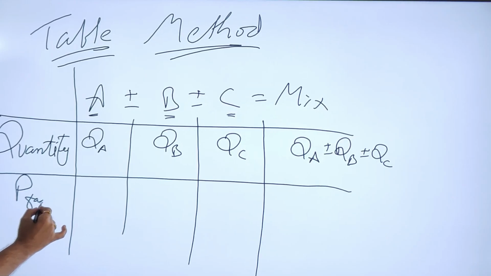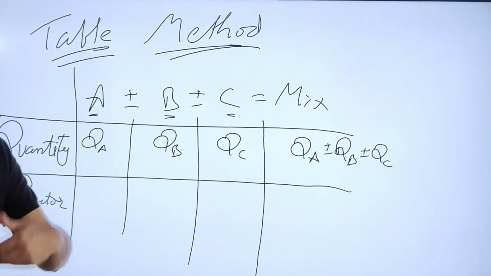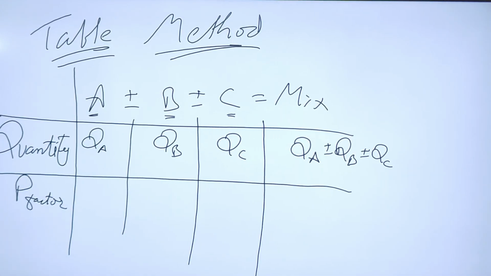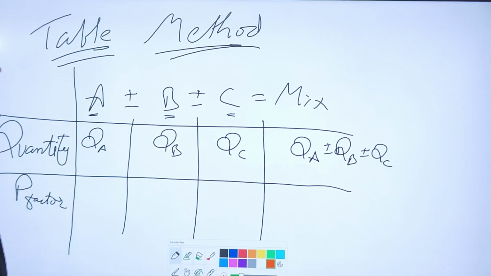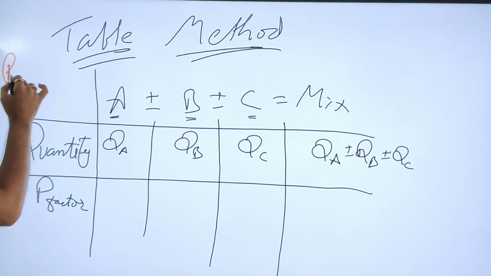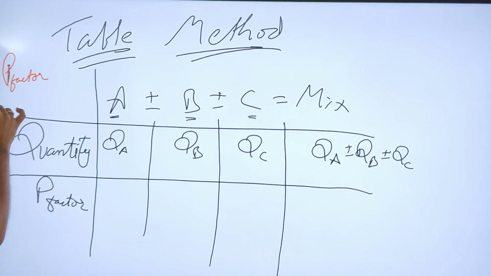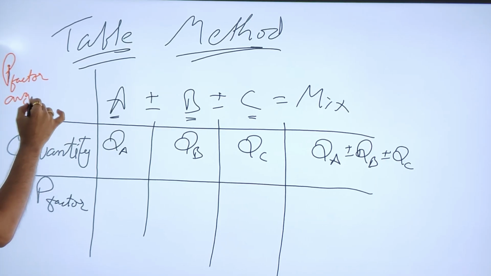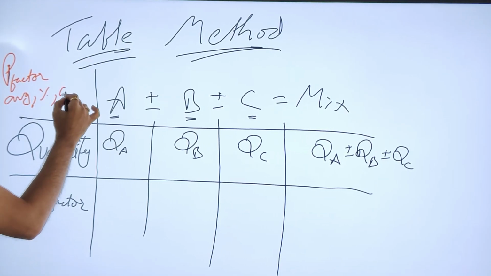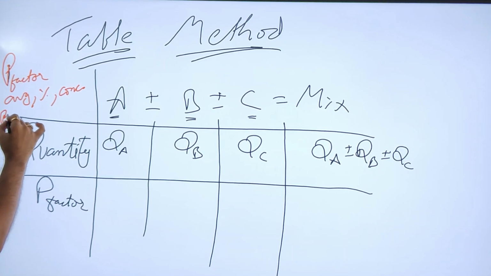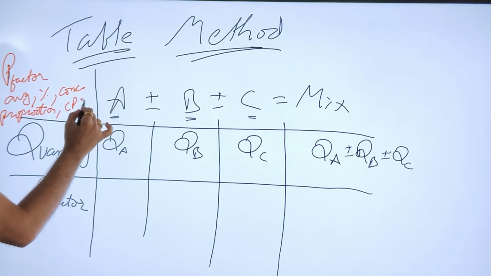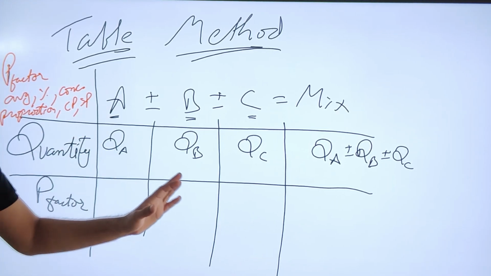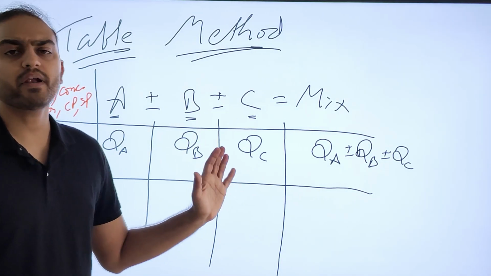This P is actually a factor, a factor for which you are going to make the equation. Now this P factor can be average, percentage, concentration, proportion, cost price, selling price. It can be anything, just keep it uniform.